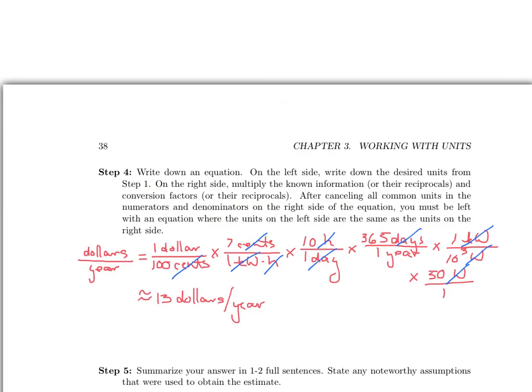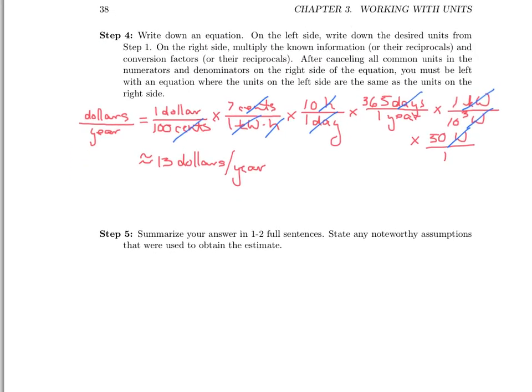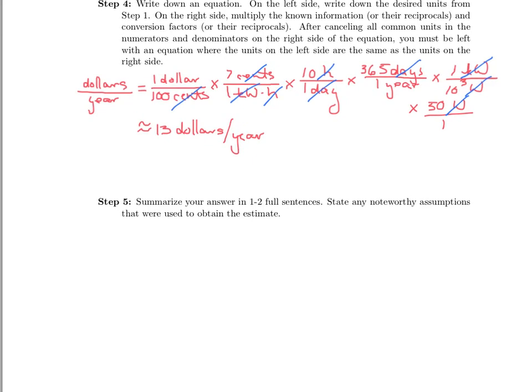So let's proceed to step 5, and step 5 is where we actually communicate what we found in sentence form. So we want to explain what we estimated and what assumptions we made in order to obtain this estimate. So we can write the following.